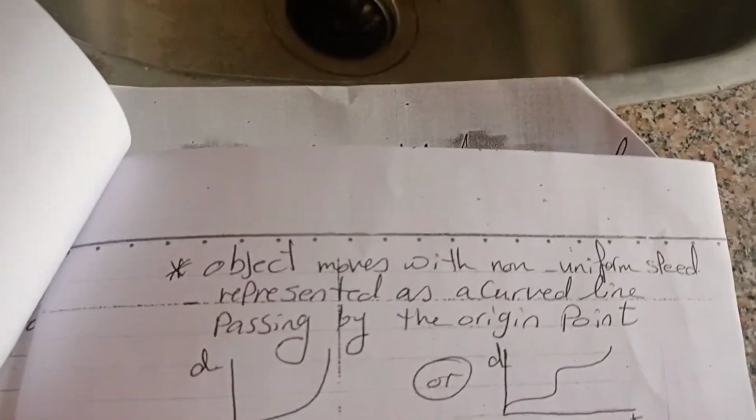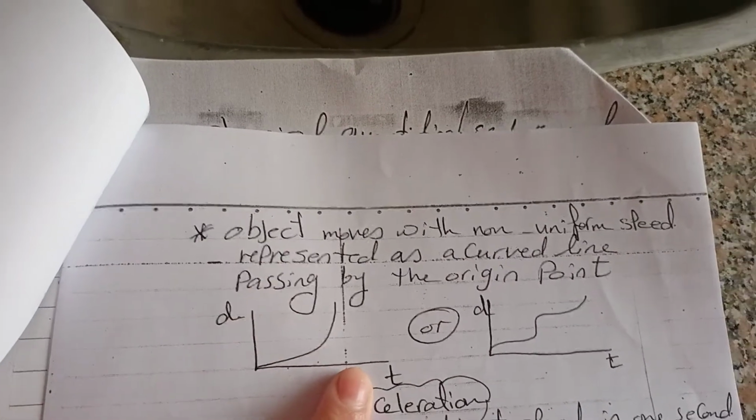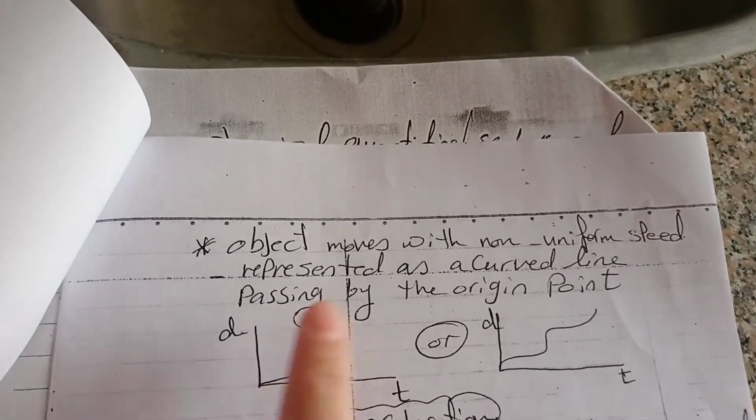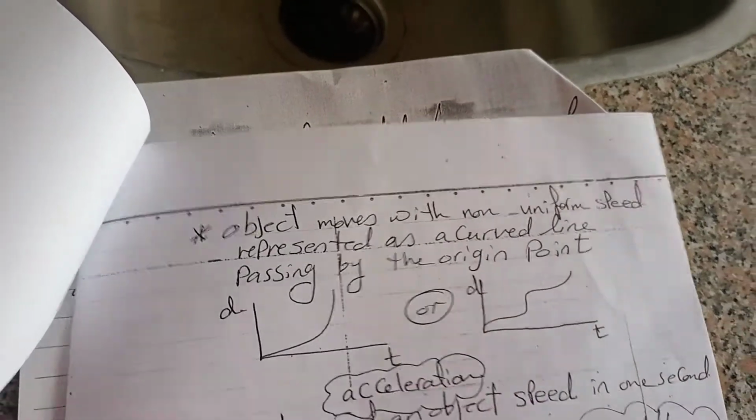Object moving with non-uniform speed. So the relation between distance and time is represented as a curved line passing through the origin point.